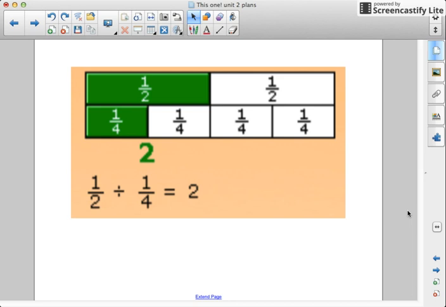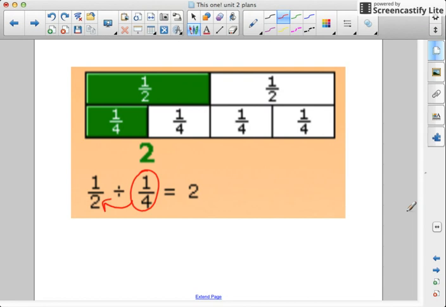We are going to model fraction division using fraction strips instead of fraction blocks this time. So you may find this method easier and you can use it if you do. What we're going to do is model both fractions, and then we need to ask ourselves, how many times does this second fraction go into the first one, or how many groups of 1/4 are in 1/2 in this case? So you can look at our picture here.